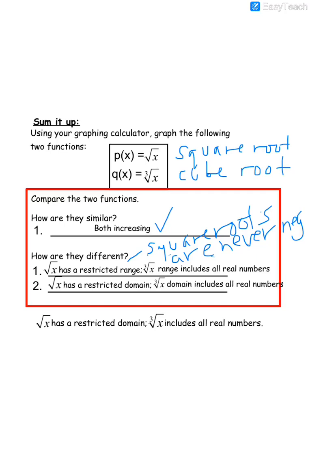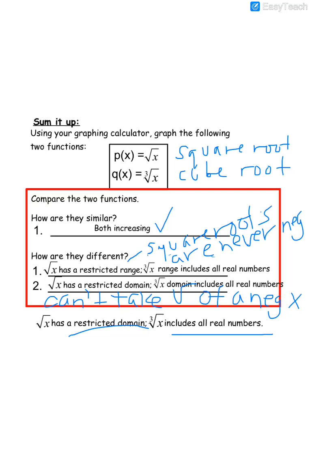The domain is what I was talking about before, you can't take the square root of a negative number. So you can't have a negative x. And you can take the cube root of a negative number. So that's all real numbers. So square root of x has a restricted domain. Cube root of x includes all real numbers. So that's important for you to realize that they definitely have a difference going on.